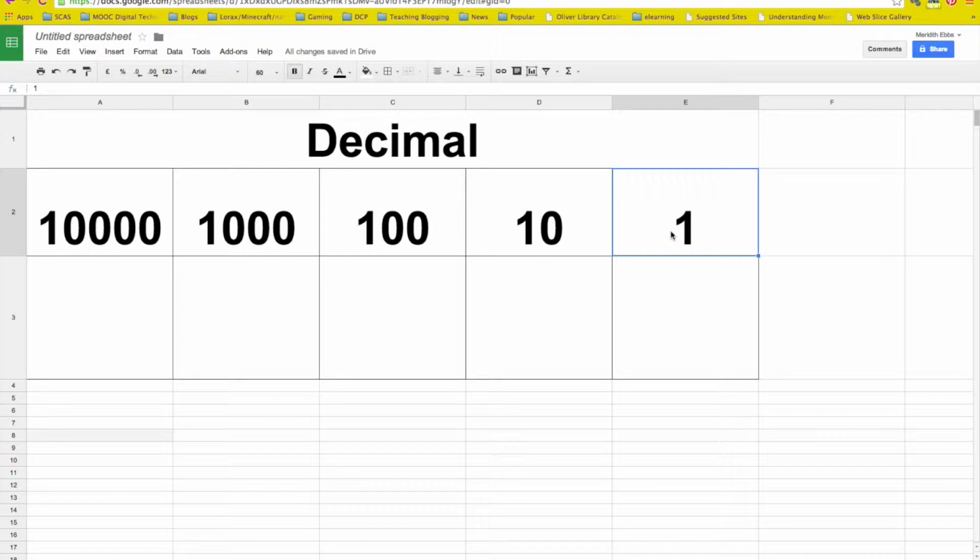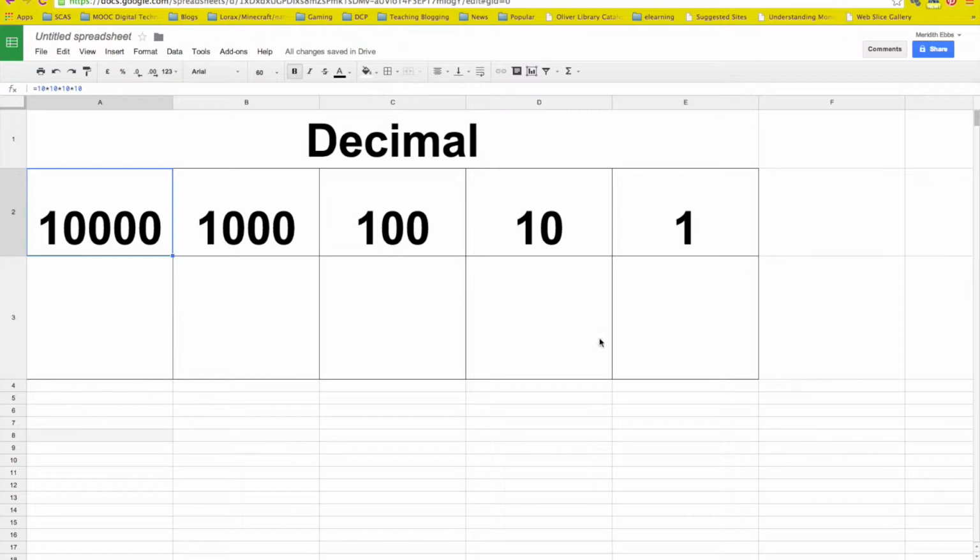The ones column is represented by 10 to the power of 0, which equals 1. The tens column is represented by 10 to the power of 1, which is 10. The hundreds column is equal to 10 to the power of 2, which is equal to 100. 10 to the power of 3 is 1,000. And 10 to the power of 4 is 10,000. We then place the numbers 0 to 9 in each column to represent numbers.